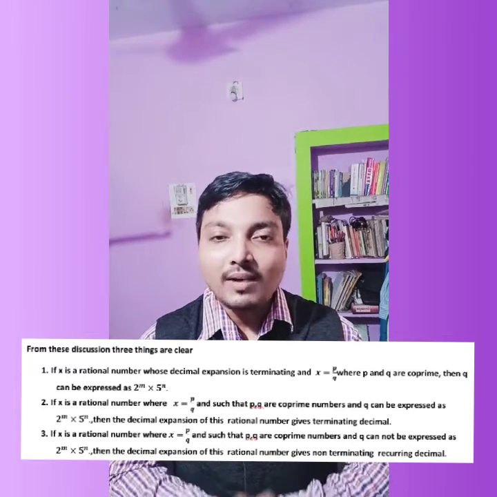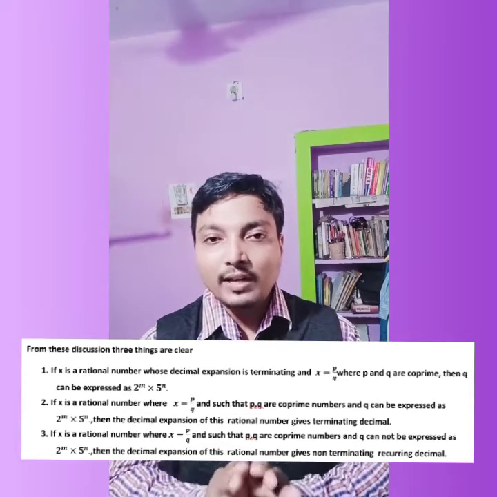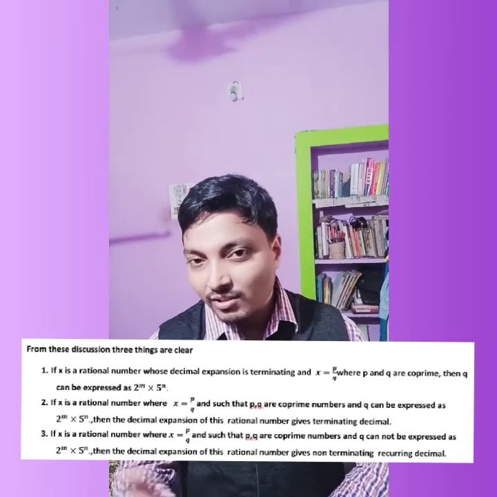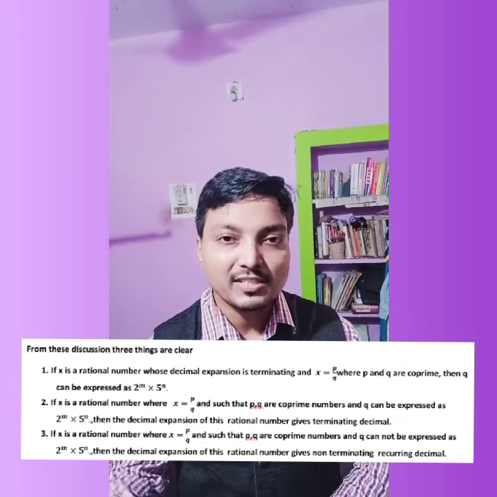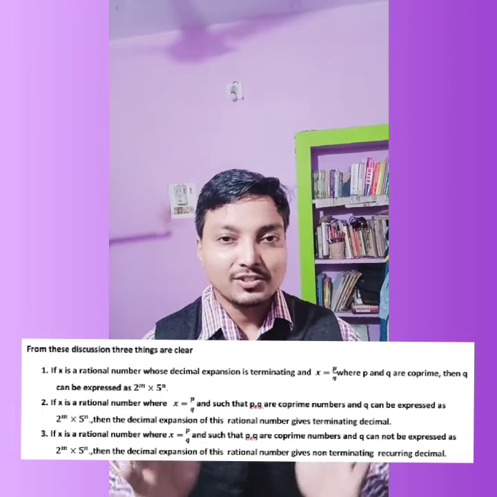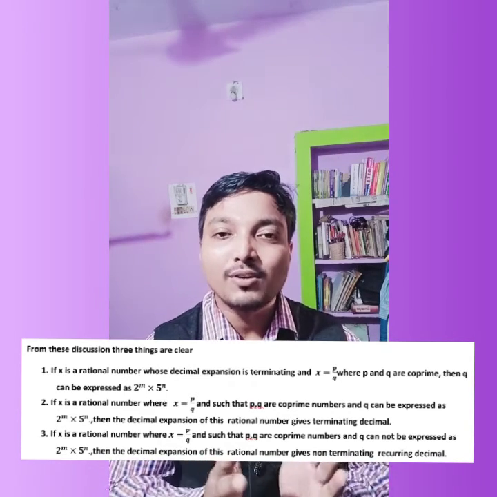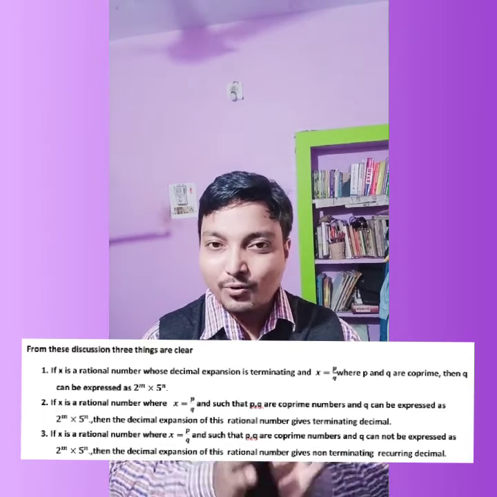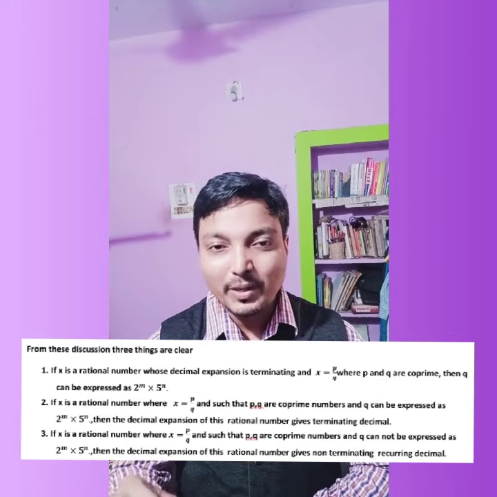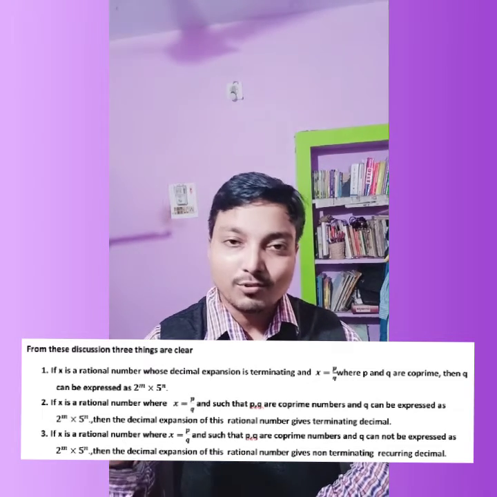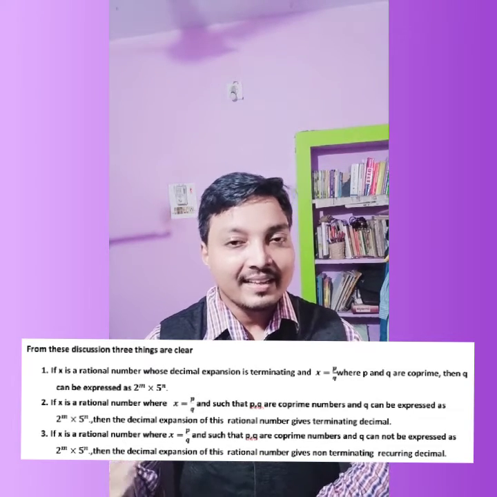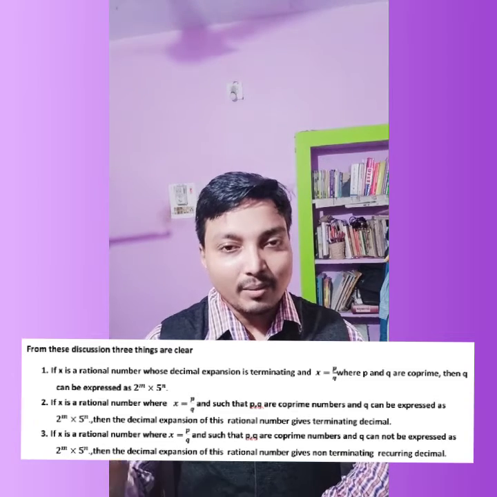So from now onwards you can easily say which rational number's decimal expansion will be terminating and whose will be non-terminating and recurring. Just remember by checking the denominator, but before checking the denominator you have to make it in the co-prime form. Then you check the denominator. If the denominator is in the form of 2 to the power m into 5 to the power n, then it will give you the terminating decimal.